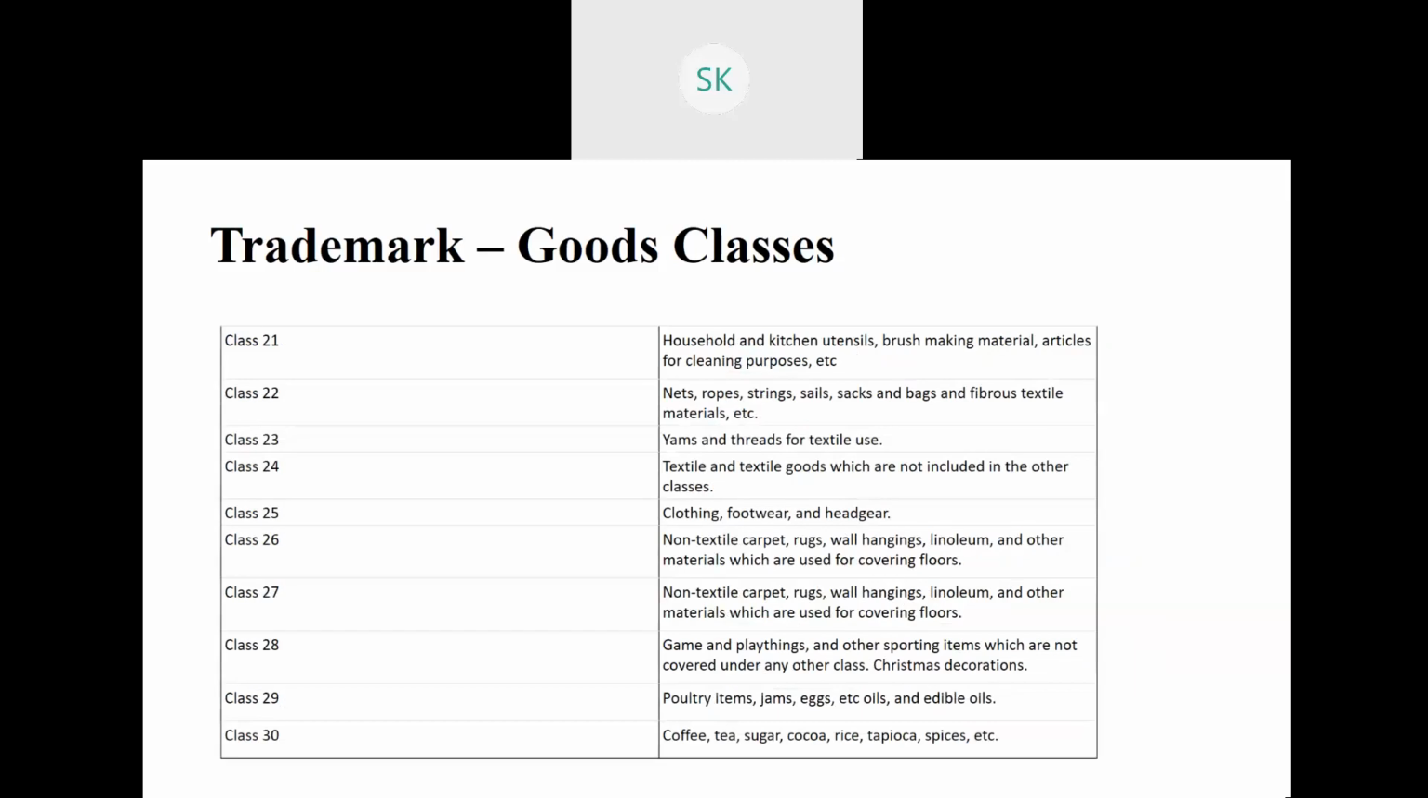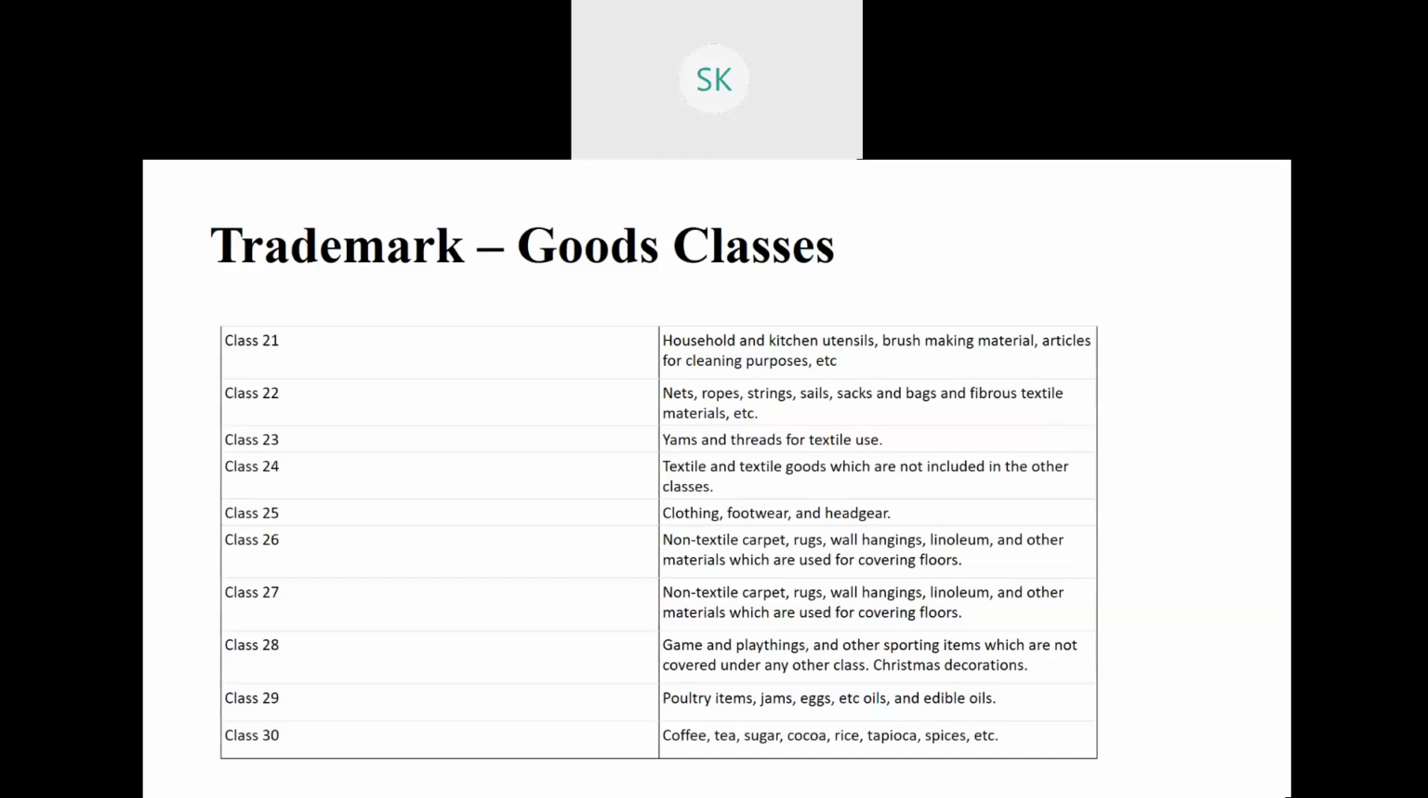Then going towards class 21, it has the products of household things like utensils, cleaning purpose articles, then forks, spoons. Then going towards class 22, we have products like nets, ropes, strings, sails, and bags, and fibrous textile materials. These are generally used for sailing on ships. The nets are used, the ropes are used. So class 22 contains all these products.